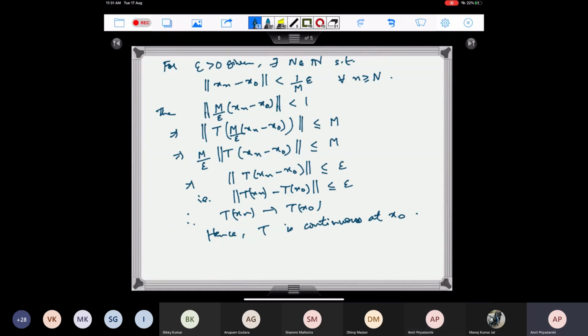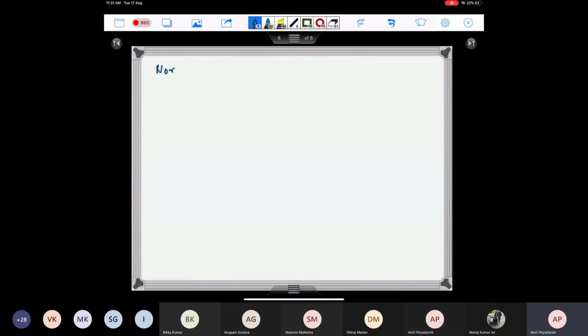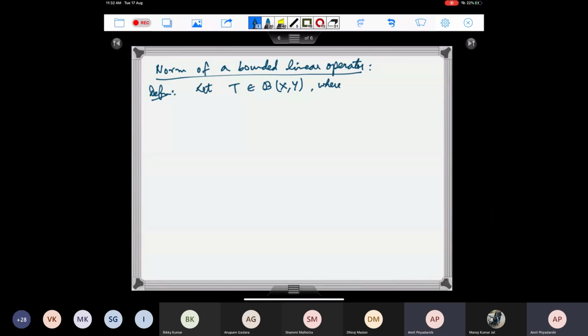So now we will define the norm of a bounded linear operator. So let T belong to V(X, Y), where X and Y are normed linear spaces. We want to define its norm. So we define norm T equal to the supremum of norm Tx such that norm of x is less than or equal to 1.